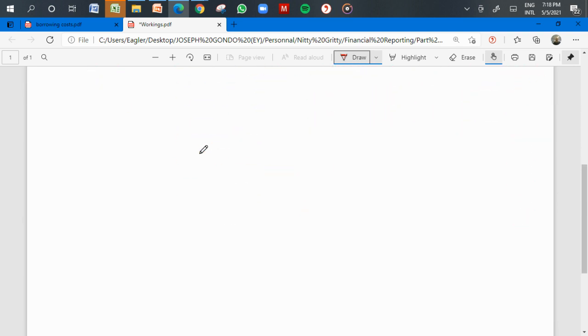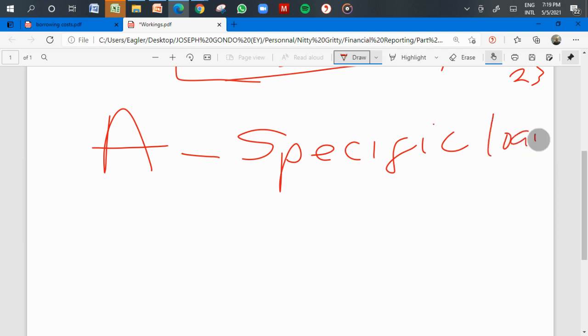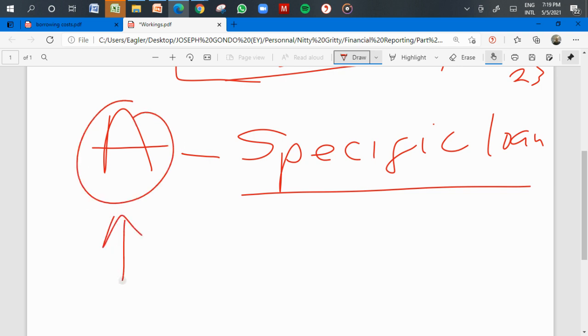Okay, so let's say you want to build your house. You are a trader and you want to build like a commercial building. So what you do is you don't have money. So you want to build your asset A, but you actually don't have money. So there are two options. The first option, if you don't have money, you have to borrow a loan that we call a specific loan. That loan is specifically taken to finance the construction of asset A.